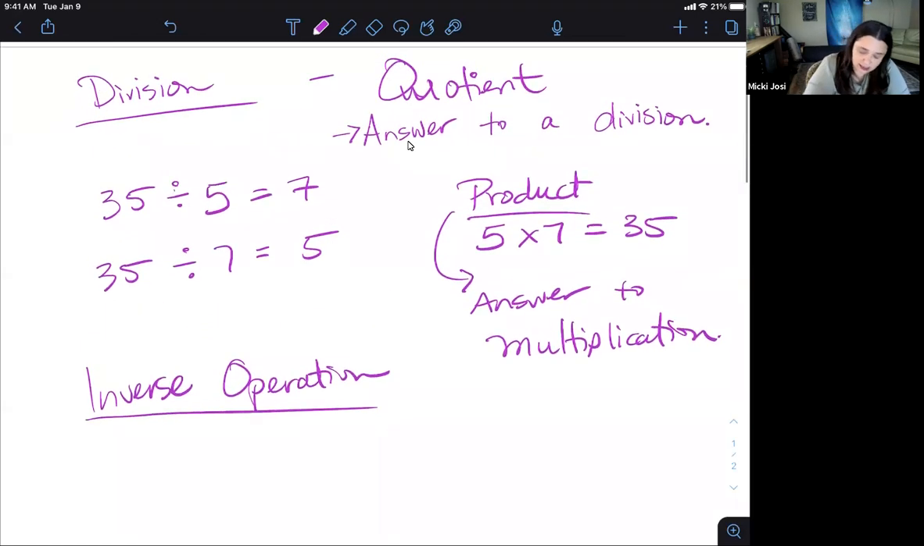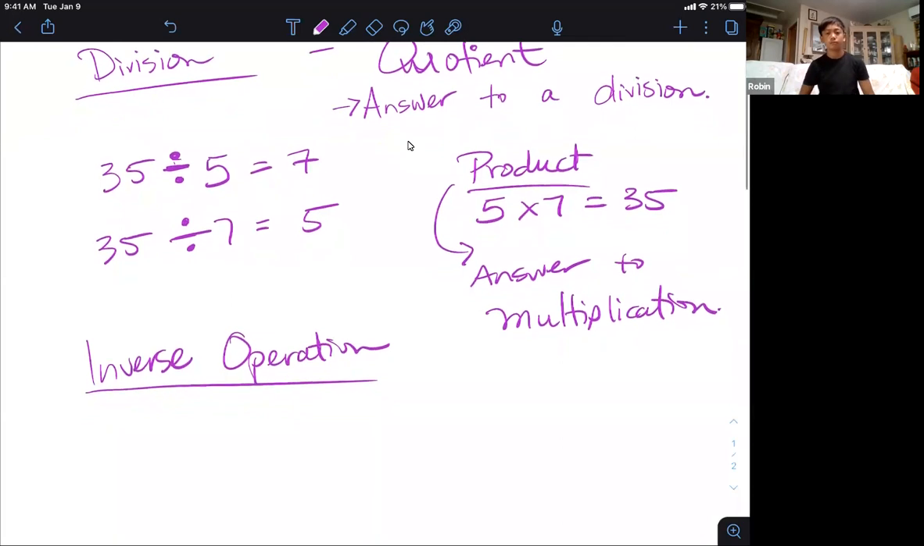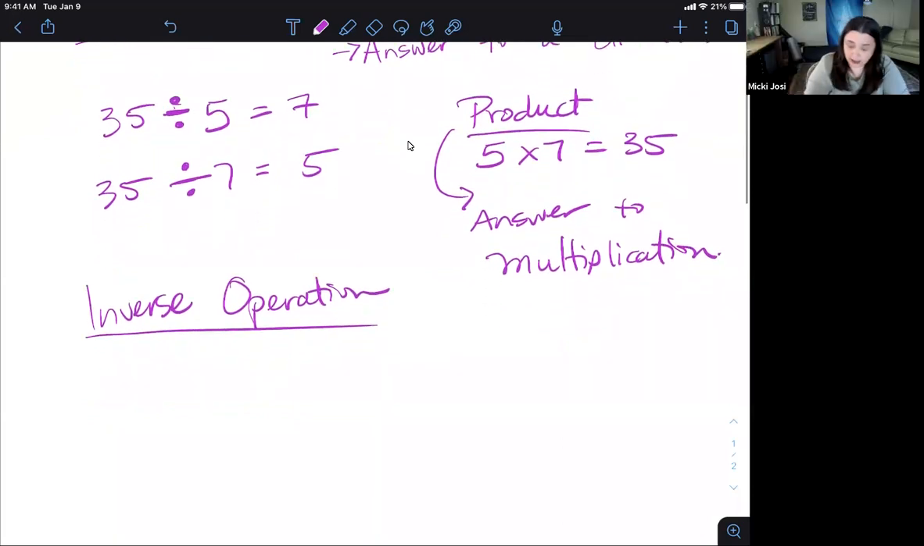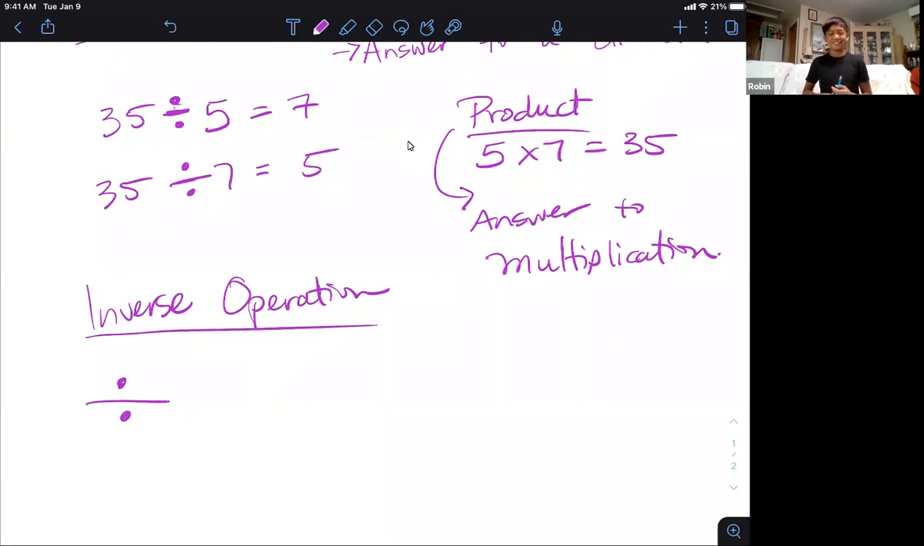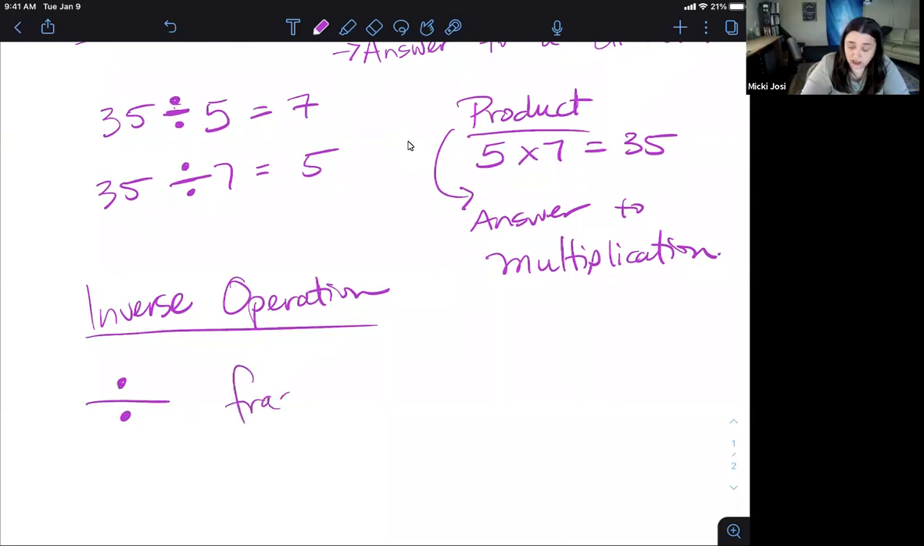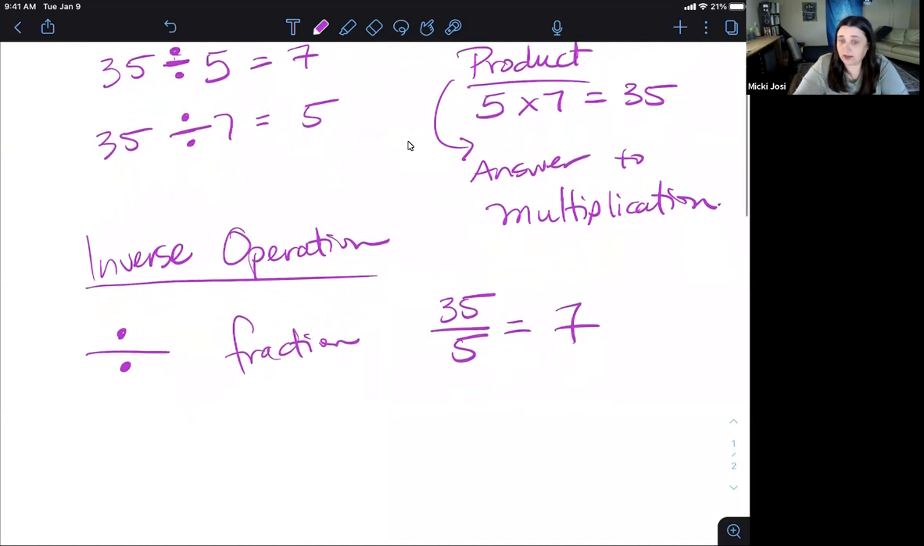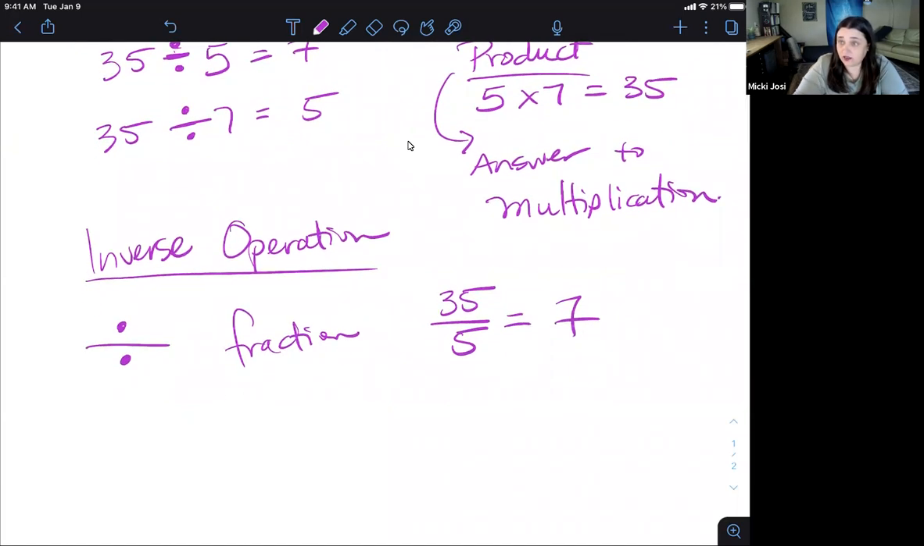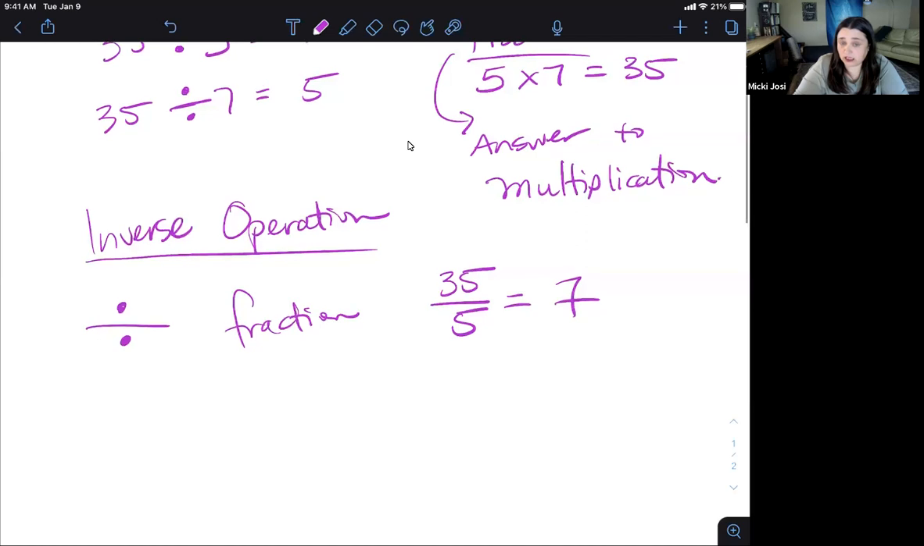And notice this little division symbol. Does it look like anything to you? That little symbol that means divide? It kind of looks like a fraction. Oh, yeah, it does. So a division is actually like a fraction. If I write it as 35 over 5, that means the same thing. That means divide. So the division symbol is a little tiny fraction.